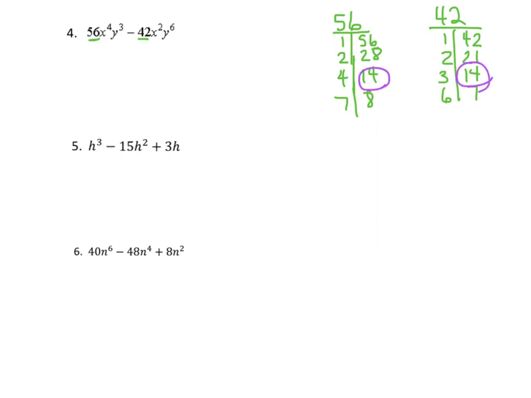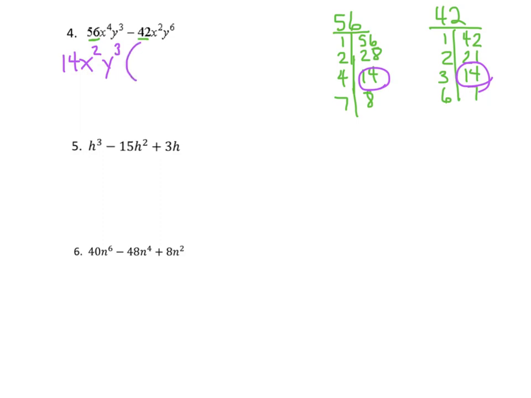And I would definitely say 14. So 14, and now I look at my variables. X to the fourth and x squared, what's in common? X squared. Y to the third, y to the sixth, what's in common? Y to the third. Remember, you take the smaller of the exponents.